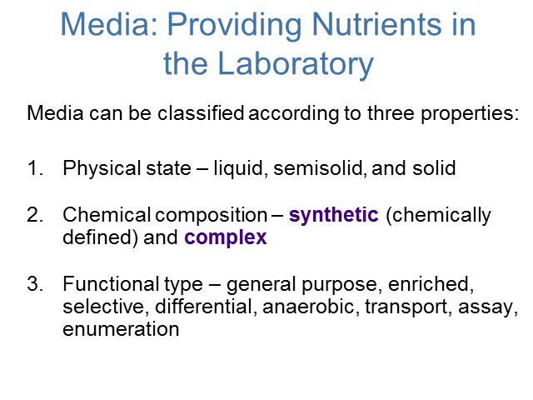Finally, I want to talk about media. In order to grow bacteria in the lab, you need to provide those bacteria with nutrients. Media can be classified according to 3 properties. It's classified based on the physical state, so you can have a liquid, which is called a broth. You can have semi-solid. This is what we're going to be working with the most, so agar. It's kind of a gelatin-like substance. You can also have solid media, which we're not going to be using in lab. Most of ours are semi-solid. We'll also be using a few broth or liquid medias.